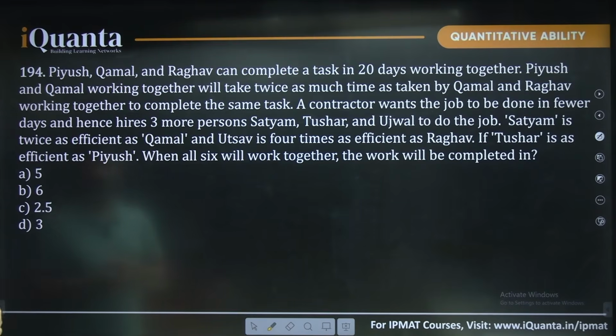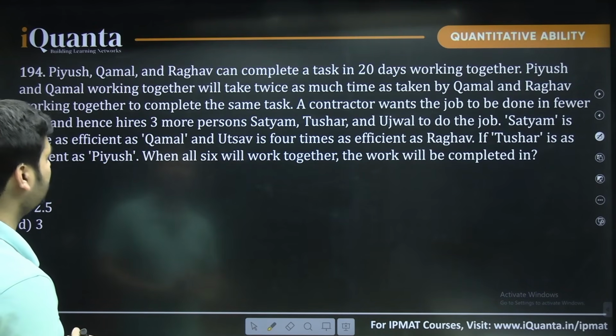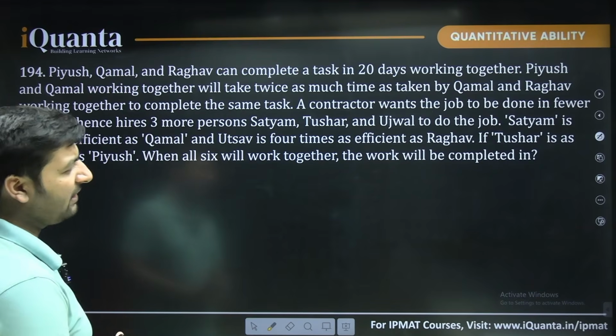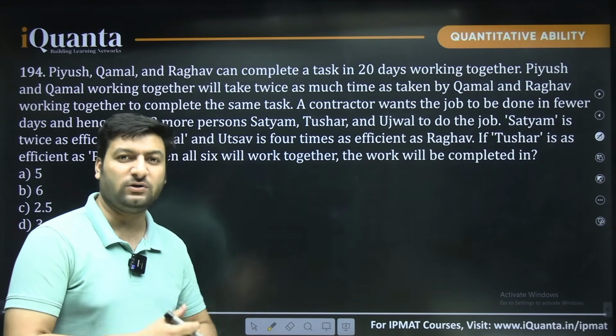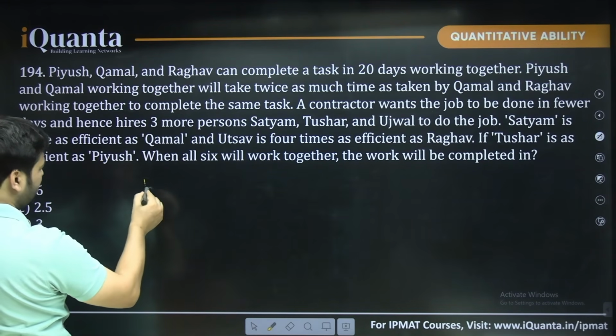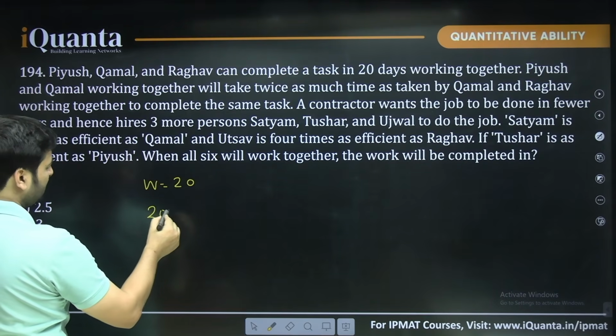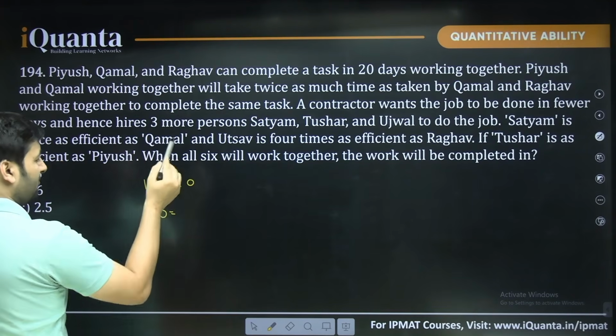If Tushar is as efficient as Piyush, then what? When all 6 will work together, the total work will be completed in. Okay. So usually in time and work questions, you have to declare the total work as the LCM of all the days mentioned. Here we have only 1 day, so let's say that the work is actually 20.